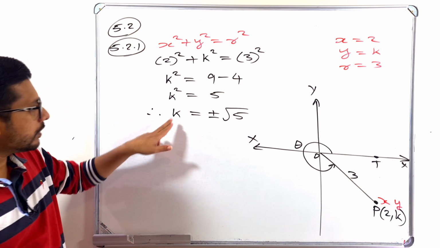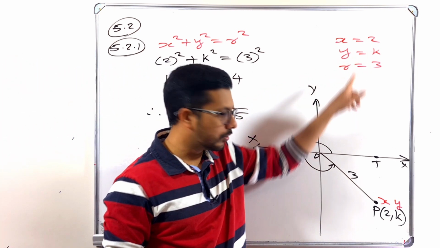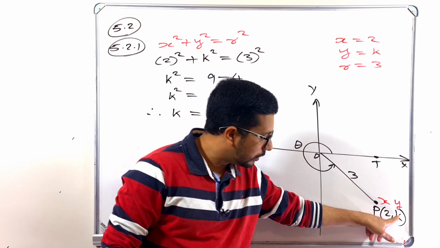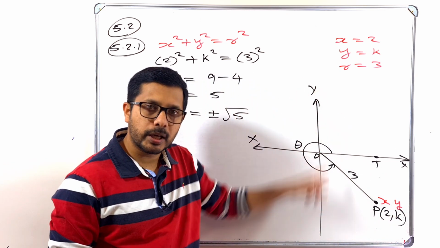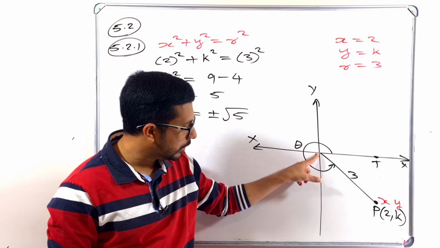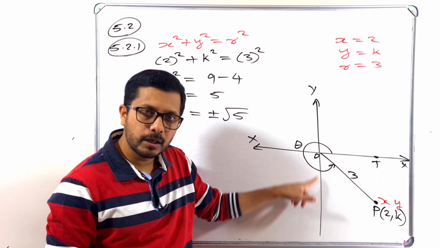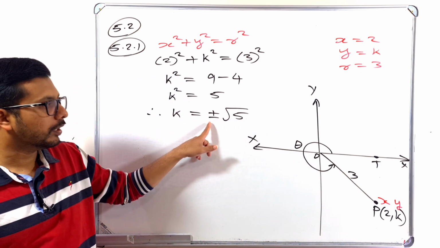So tell me, what is this k representing? K is representing y. Look at this one. Here this is y, and this is the y axis. Am I right? Here, is y positive or negative? On this part below the x-axis, y is negative. So which k value is correct?